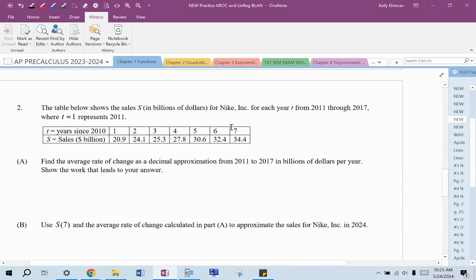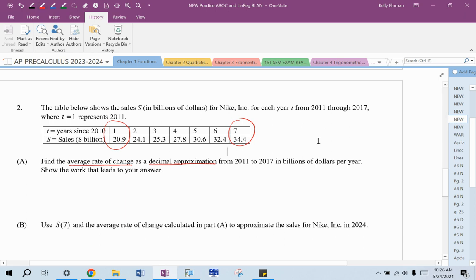All right, let's take a look at this problem. The table below shows the sales S in billions of dollars for Nike Incorporated for each year from 2011 to 2017. T equals 1 represents 2011. So nothing with my calculator quite yet. It says find the average rate of change as a decimal approximation from 2011 to 2017, so from the first point to the last point, in billions of dollars per year. Show the work that leads to your answer.